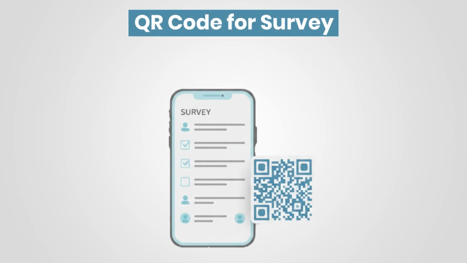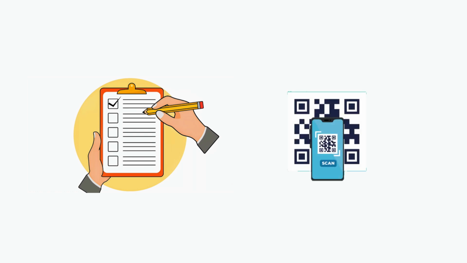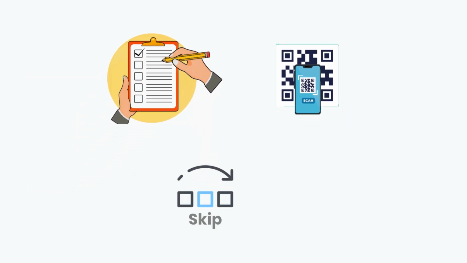In this video, we will learn how we can generate a QR code for any survey. First, we will generate a survey form. Then, we will create a QR code for that survey form. You can skip the first part using timestamp if you already have a survey form.